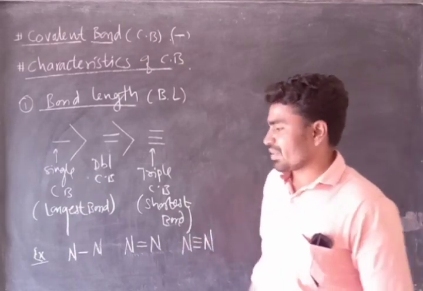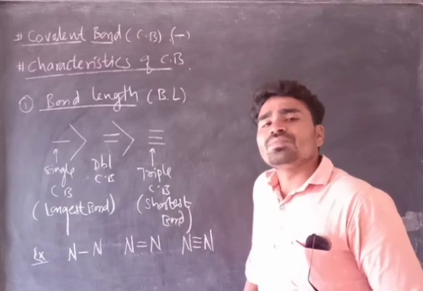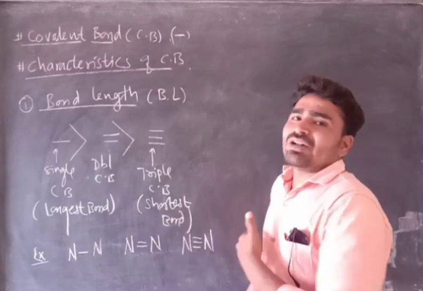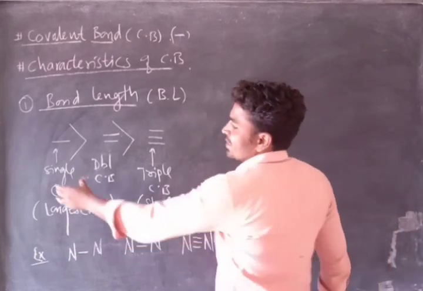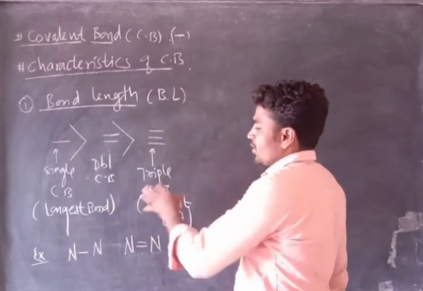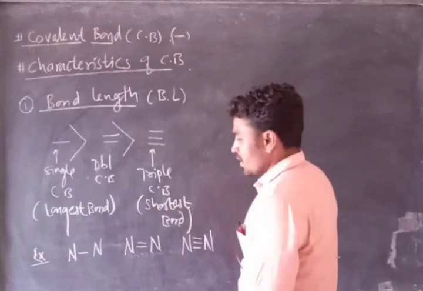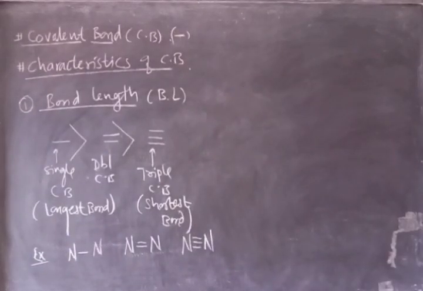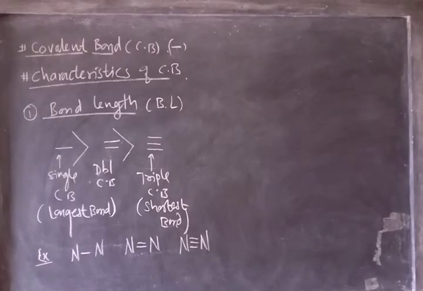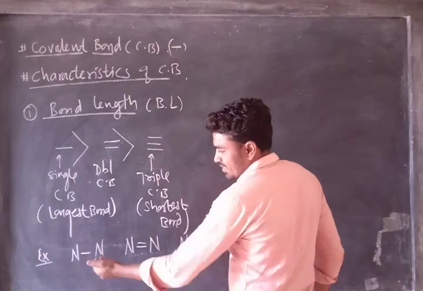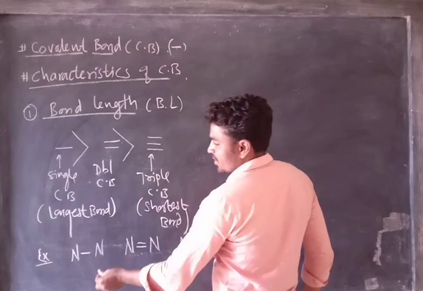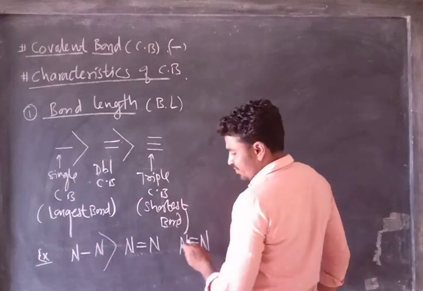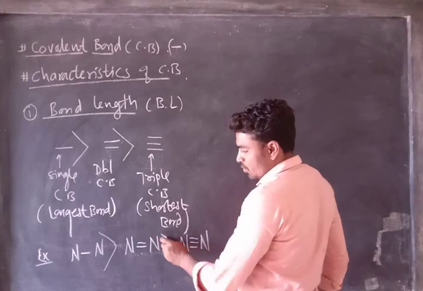they will ask to arrange these three molecules on the basis of their decreasing or increasing bond length. So here we get the idea that single bond is always the longest bond and triple bond is always the shortest bond. So here is a single bond, here is a single bond. So in this way the question will be asked. So which is the longest bond, which is the shortest bond, we should know this. So according to this concept, the nitrogen single bond must be longest, and the nitrogen triple bond must be shortest.